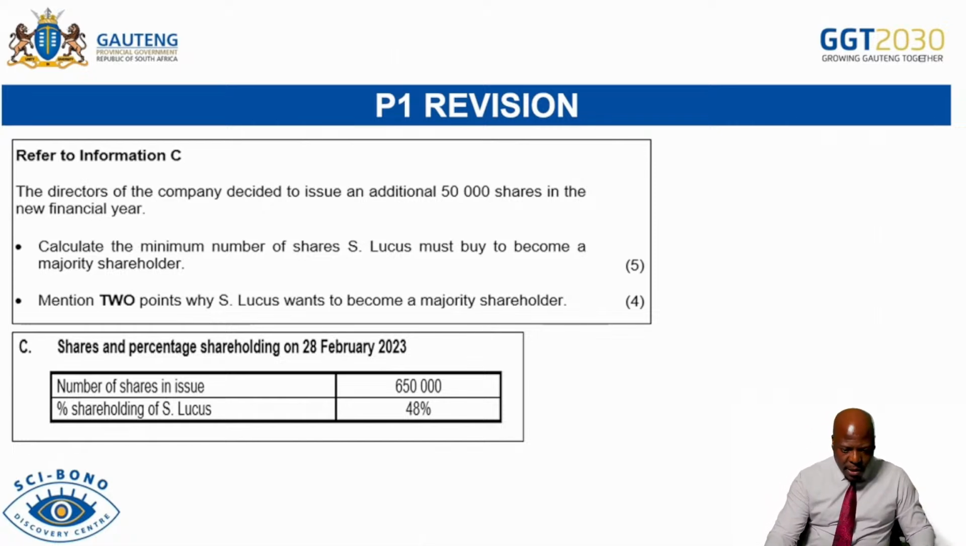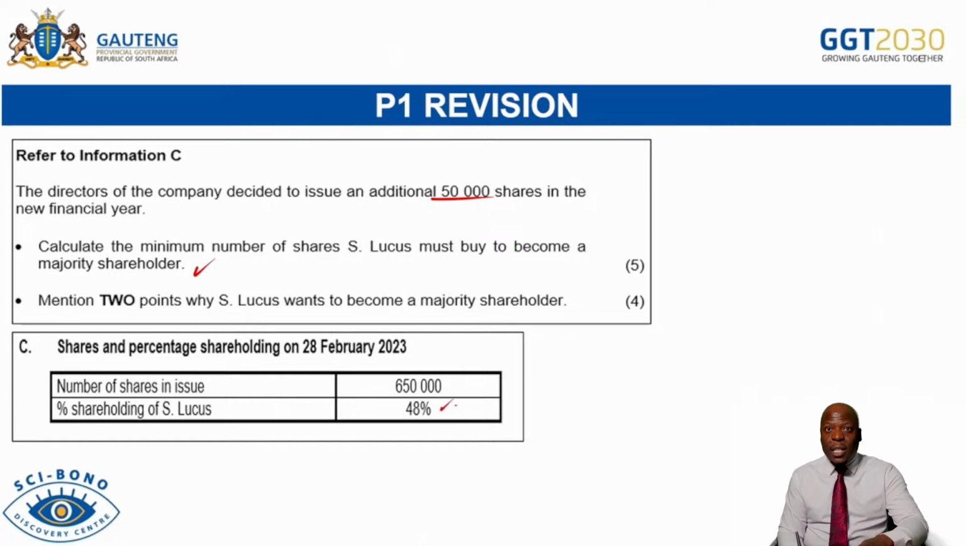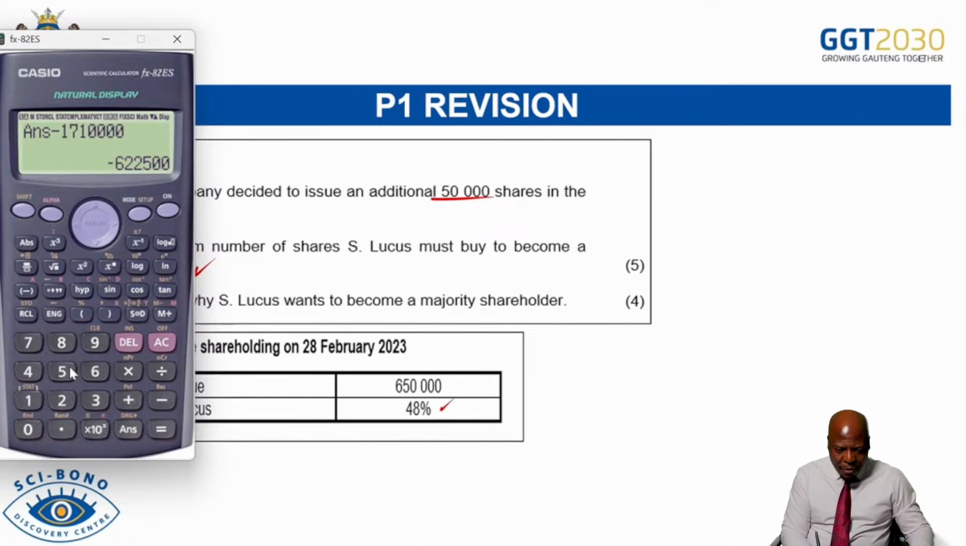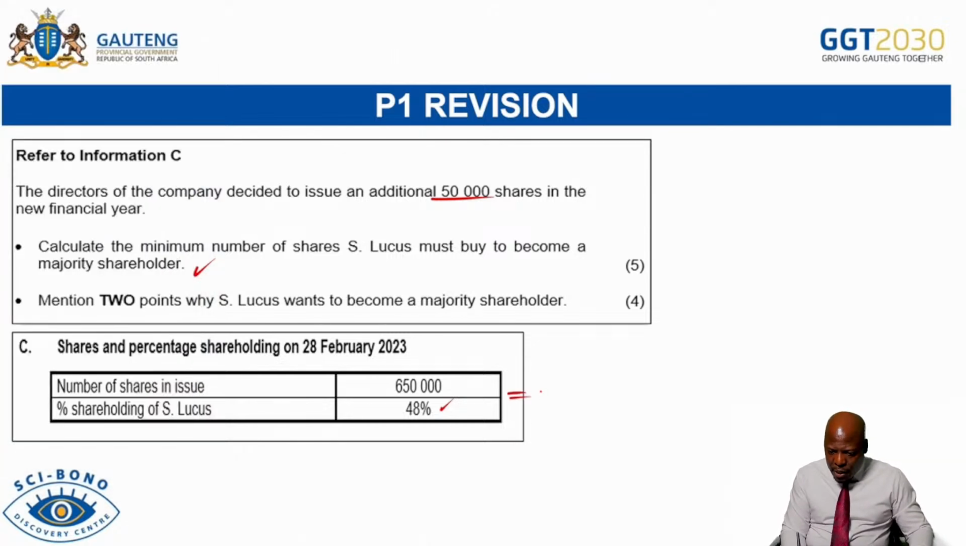All right, so in this case, we are told that the directors of a company decided to issue 50,000 more shares in the financial year. Calculate the minimum number of shares that Lucas must buy to become a majority shareholder. So already Lucas is holding 48%. Okay, so if Lucas is holding 48% of the 650,000, that means he is having 312,000 shares. So he's having 312,000 shares here.